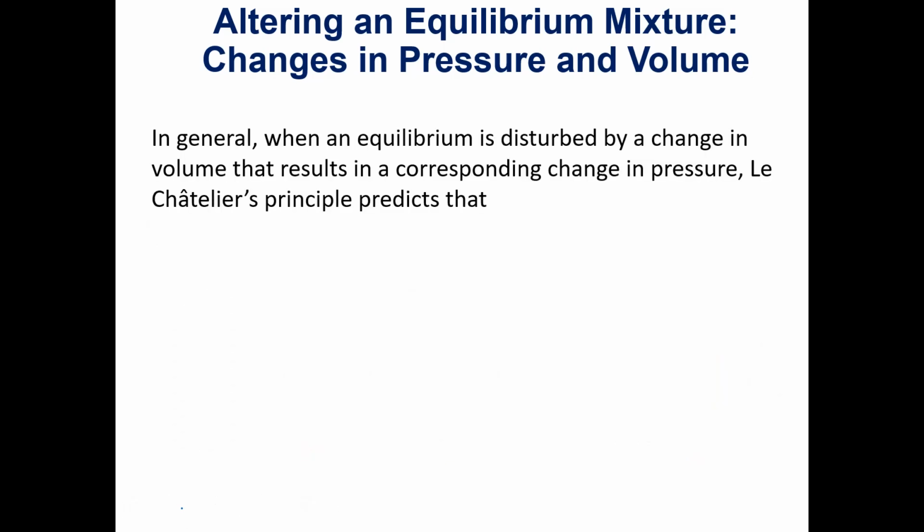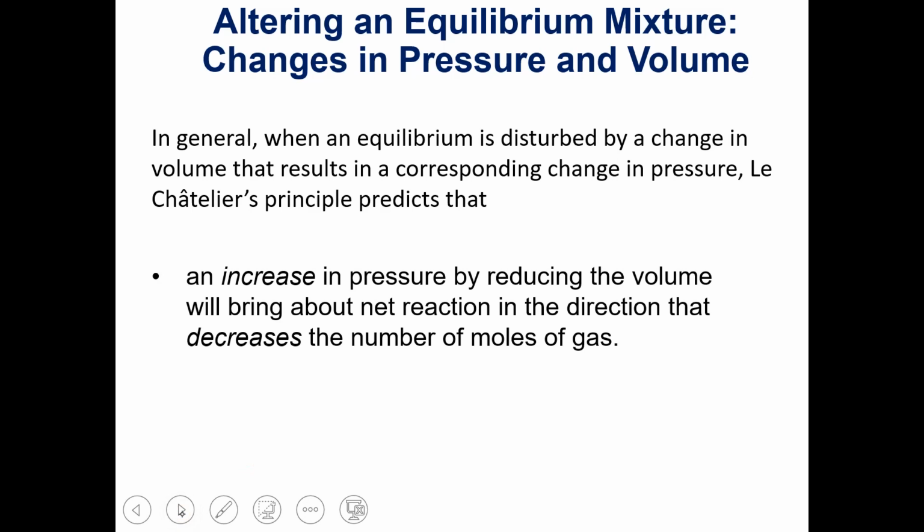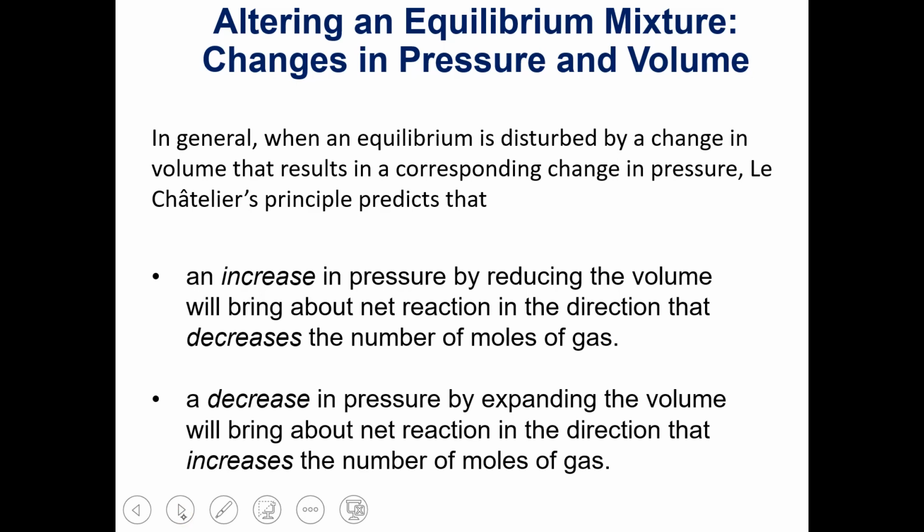So when we have an equilibrium that's disturbed by a change in pressure, or a change in volume that results in a change in pressure, if we increase the pressure by reducing the volume, we're going to go in a direction that decreases the number of moles of gas. If we decrease the pressure by expanding the volume, then we're going to go in a direction that increases the number of moles of gas. So for increasing pressure, we want fewer moles of gas. If we're decreasing pressure, we want more moles of gas.